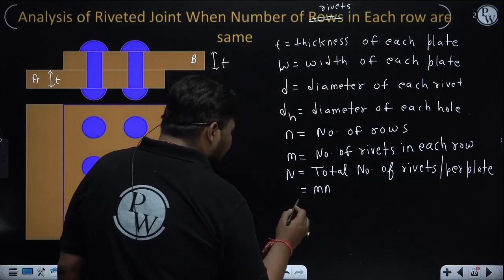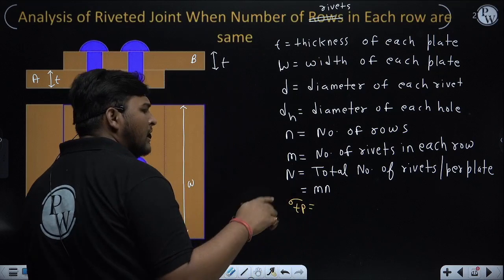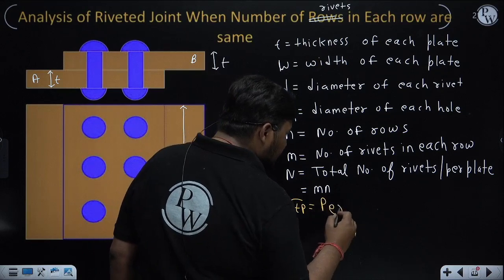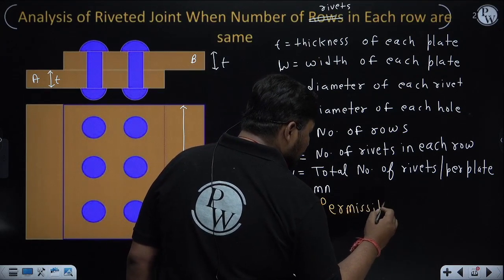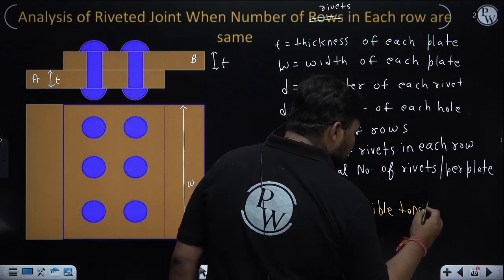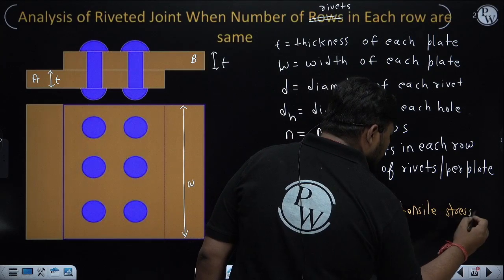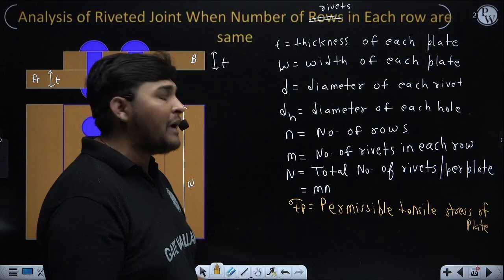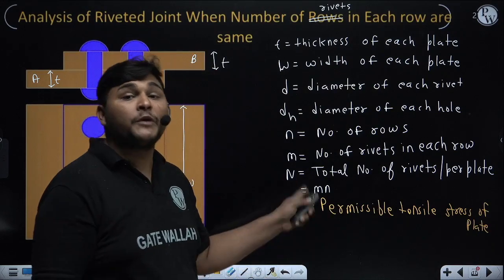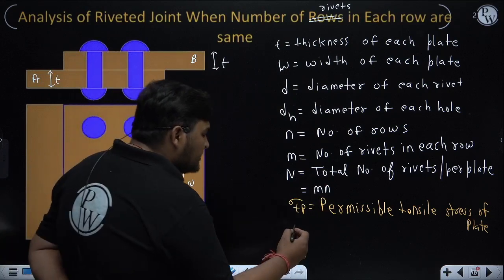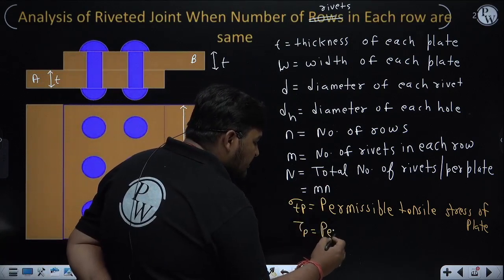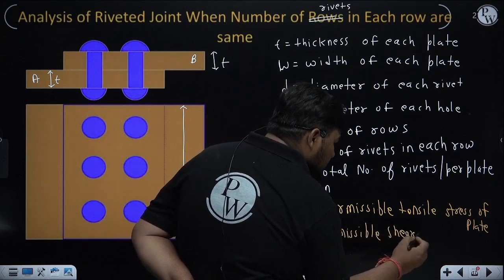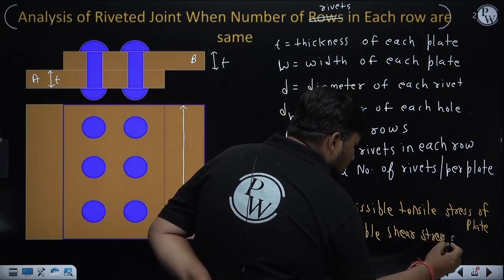Now, suppose sigma TP. You will understand why I am writing this terminology when I start the analysis. Sigma TP is the permissible tensile stress of the plate. It means the actual tensile stress in the plate should either be equal to this or less than this. It should not be more than this. Similarly, suppose tau P is the permissible shear stress of the rivet.